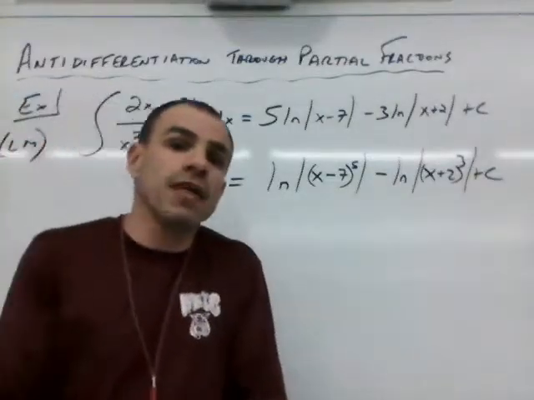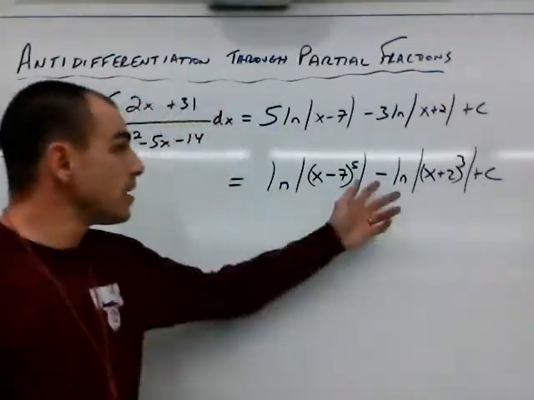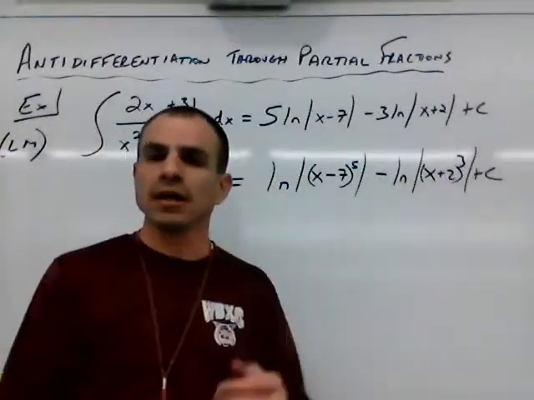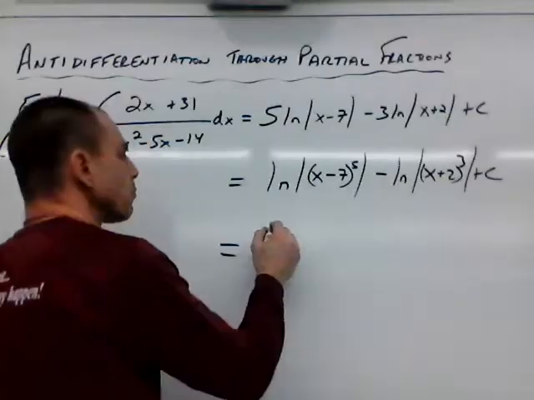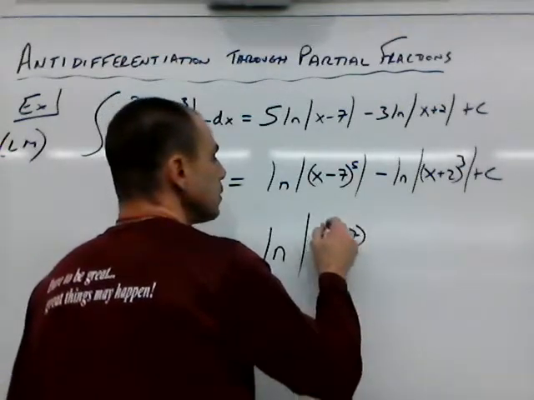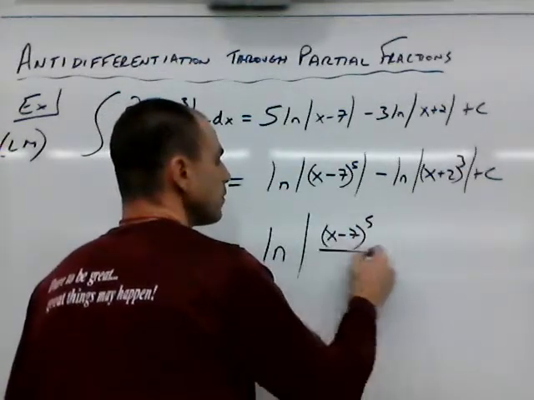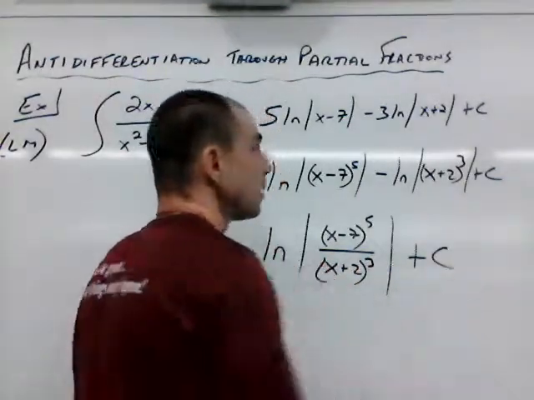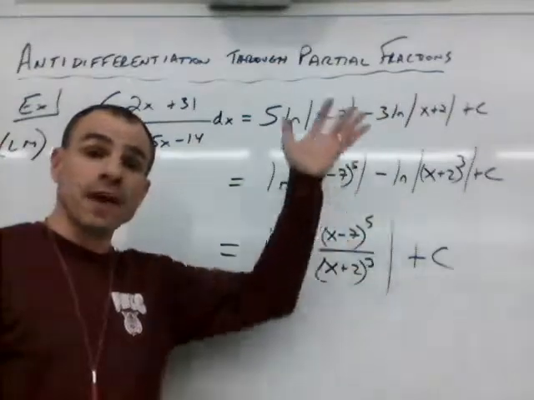And not only might you have that, but just keep in mind that because we are subtracting 2 logarithms that have the same base, that's actually able to be rewritten as the natural log of the absolute value where we're using division, x minus 7 to the 5th over x plus 2 cubed, plus C. So all of these are fair game.